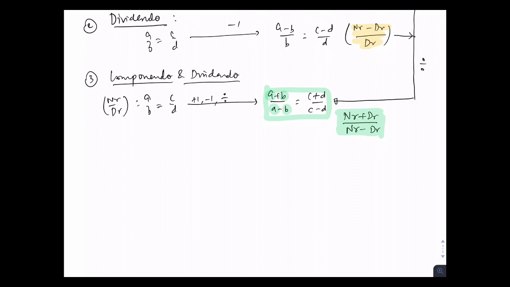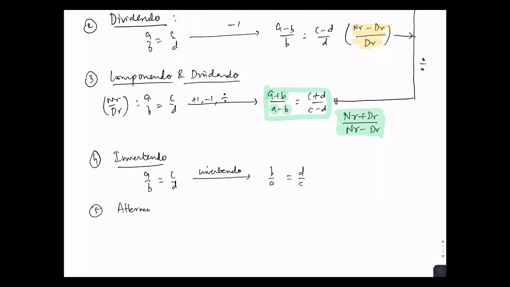Now, once these three things are over, there are two subsidiary, simpler operations also. One is called invertendo. If I have A by B equals C by D, invertendo means just invert the equations, so denominator becomes numerator and numerator becomes denominator. That is common sense. One more common sense operation is called alternando.